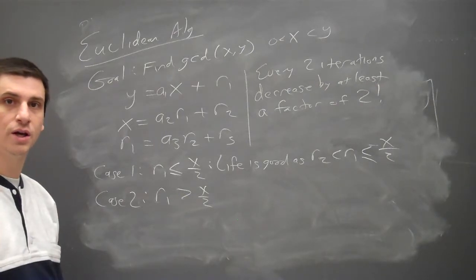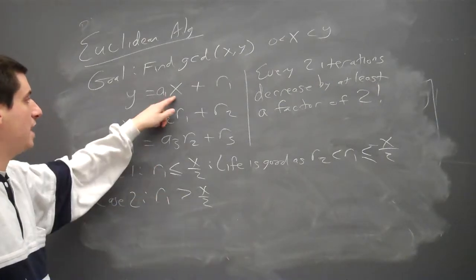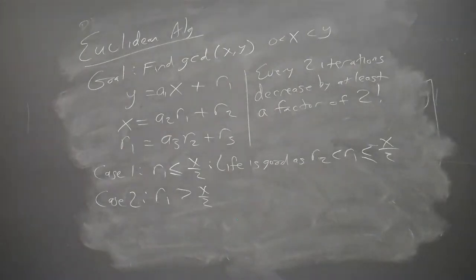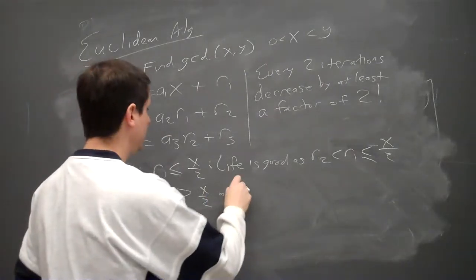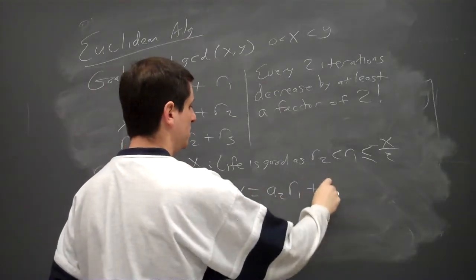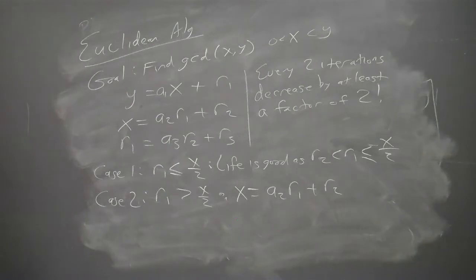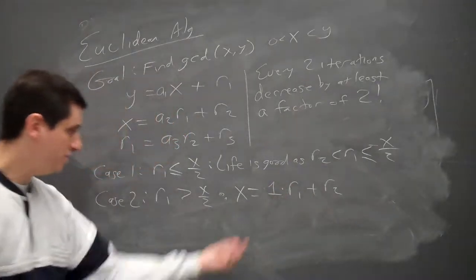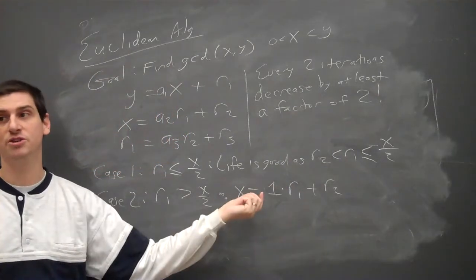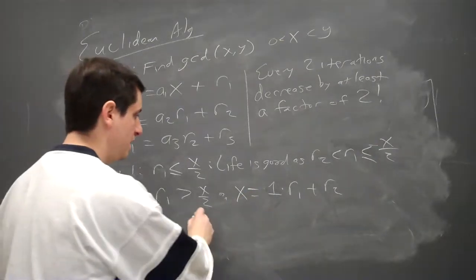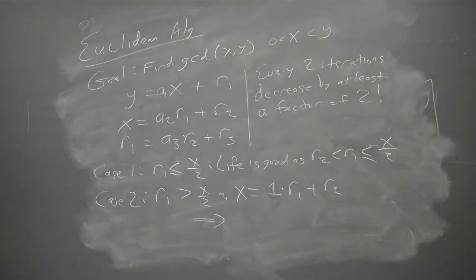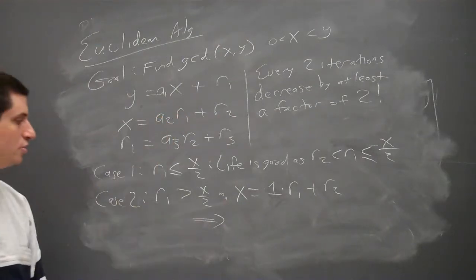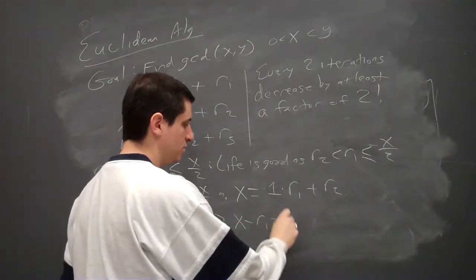You don't know if R2 is going to be small. So again, maybe x is really close to y, maybe a is equal to 1, and maybe R1 is large. So R1 is large, but now I have to write x equals A2R1 plus R2. What must A2 equal? A2 must be 1. Why? Because if A2 was equal to 2, then the right-hand side would be larger than x. That has to be an integer. So if A2 was 2, then this quantity here would exceed x. So now I get x minus R1 equals R2.